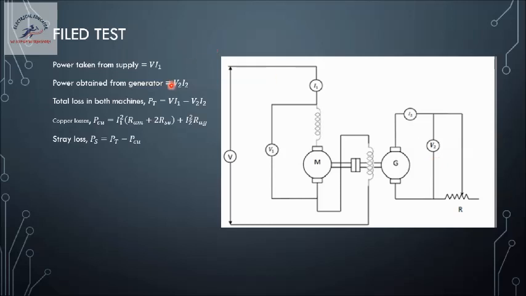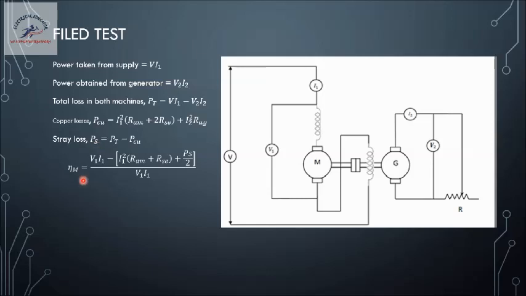So what is the difference between this total loss and copper loss? If we subtract that, the small amount of power loss is called stray loss. So that can also be calculated. Now this stray loss is for both the systems, for both machines which are connected. For an individual machine, it will be PS by 2.